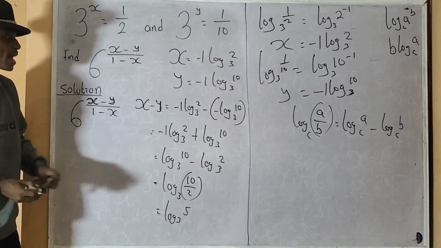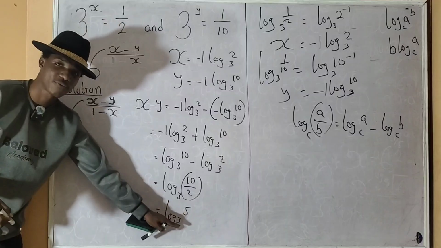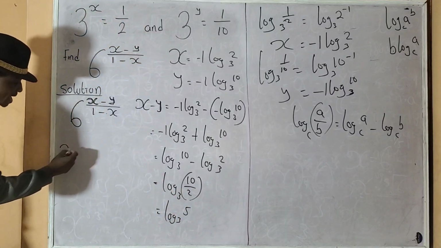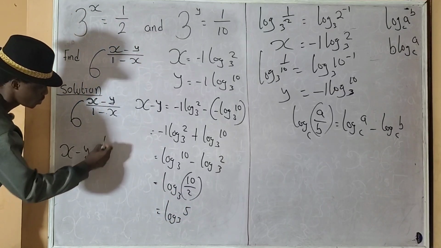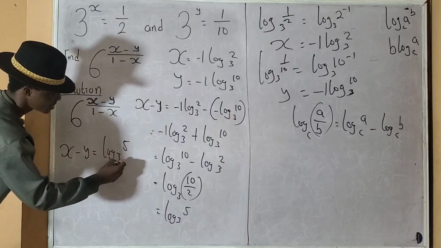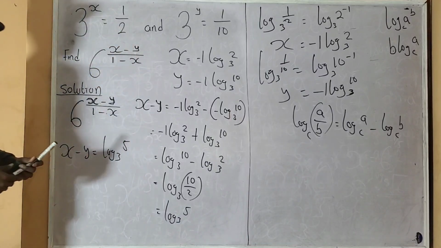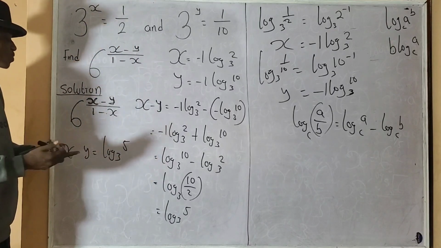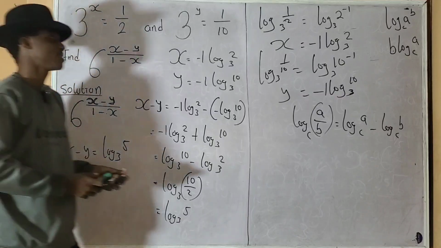So x minus y is what? Log 5 base 3. Let us put it here: x minus y equals log 5 base 3. So we are done with x minus y. Now let us look for 1 minus x. Let me erase this.